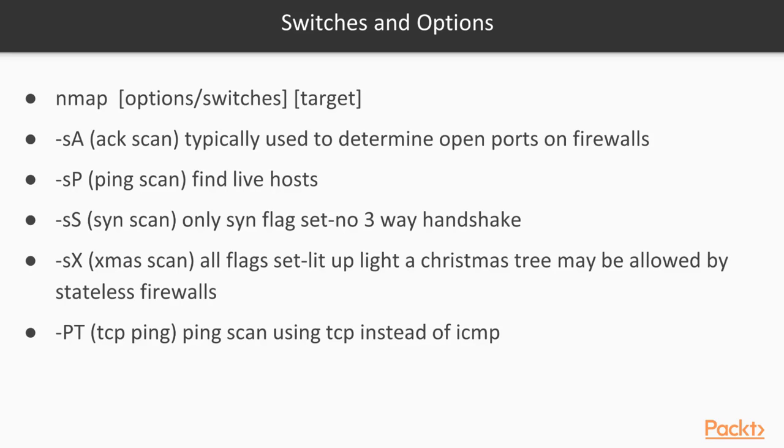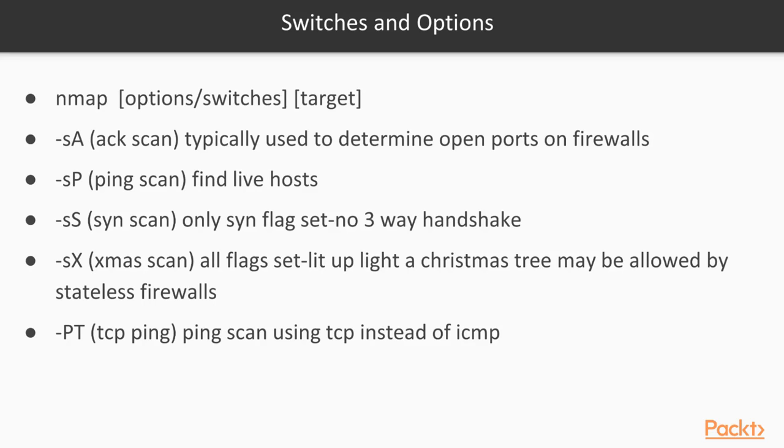nmap -sA is an acknowledgement scan. So this is typically used to determine open ports on firewalls. -sP is a ping scan used to find live hosts. -sS is a SYN scan. So only the SYN flag is set, there is no three-way handshake. So it's a little less noisy of a scan.